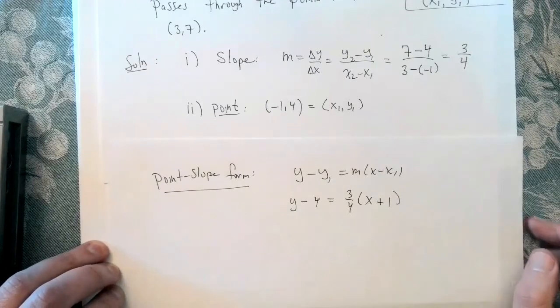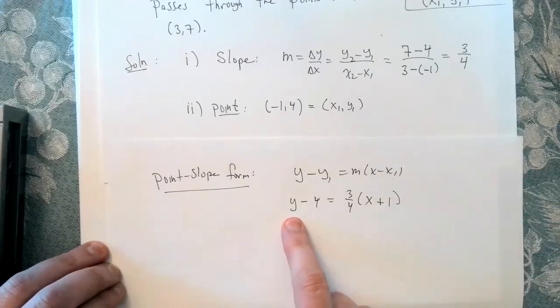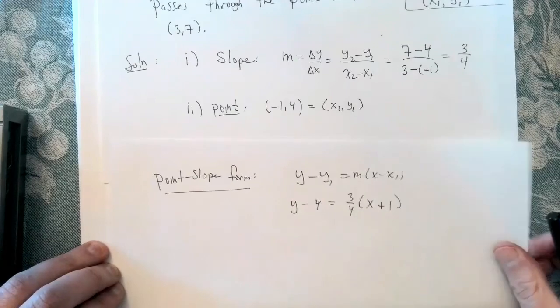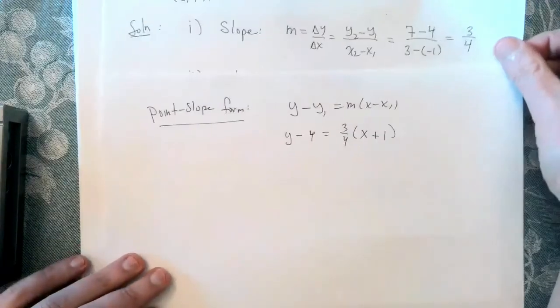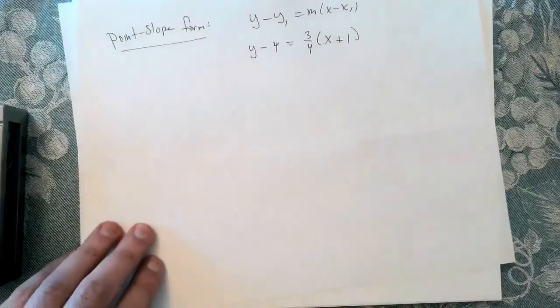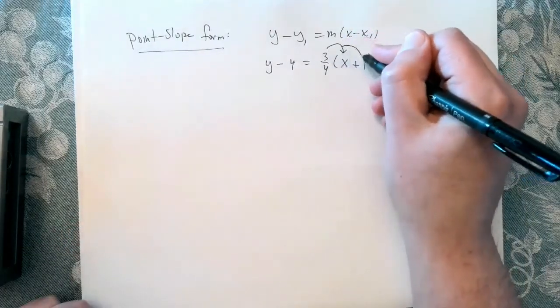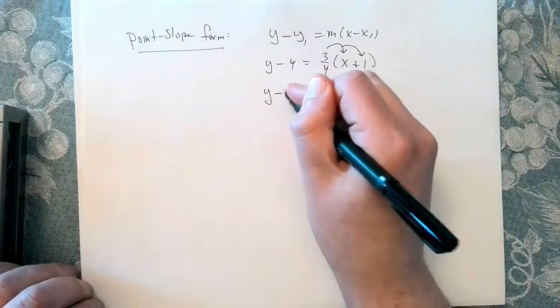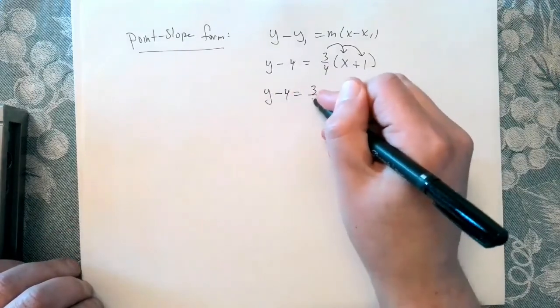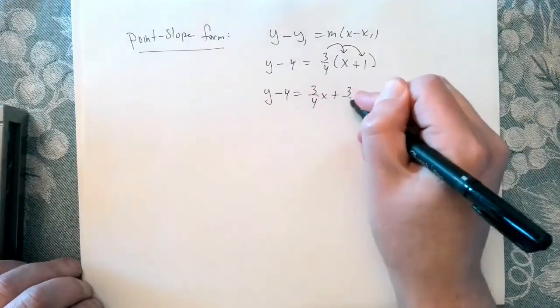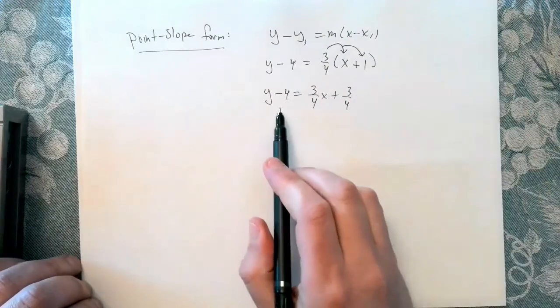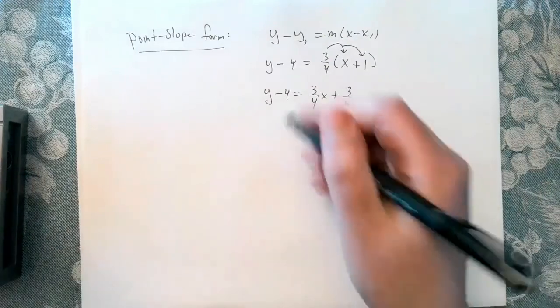And so my goal now is to solve for y so that this is in slope-intercept form. So what does that mean for me? Well, I should probably distribute this. So y minus 4 is equal to 3/4 x plus 3/4. And then we should probably just add 4 to both sides because we want to isolate y.